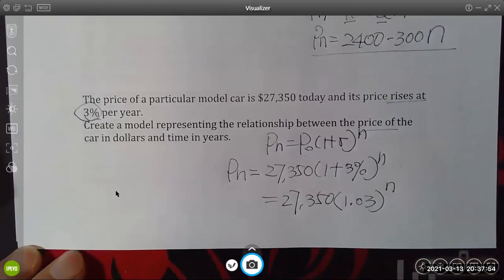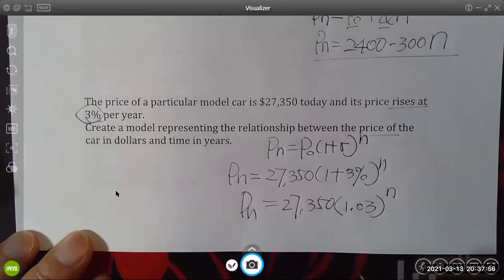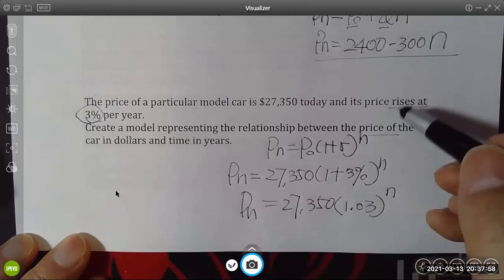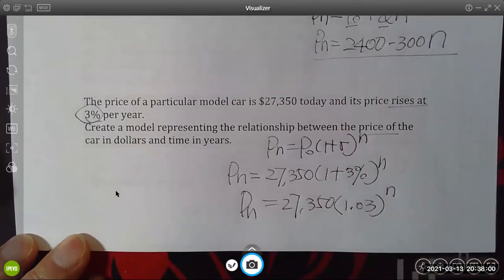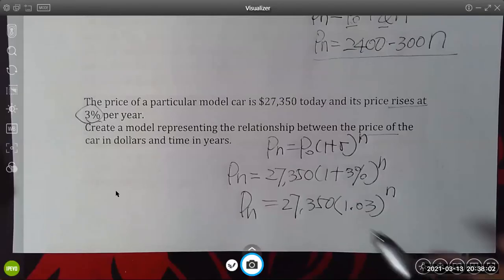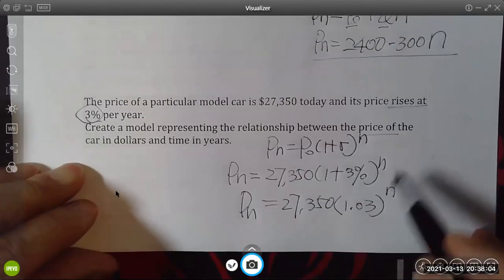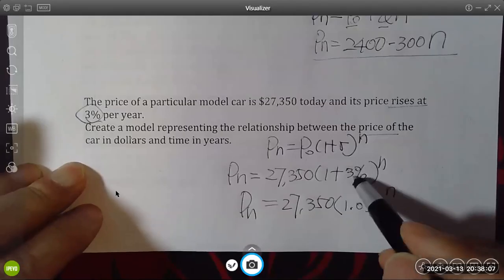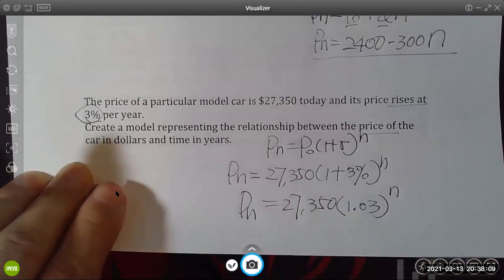This is called the exponential model. Again, input, output. Linear model, input, output. You always have input and output. You just need to determine the initial value and the growth rate, and put them together to become the model.